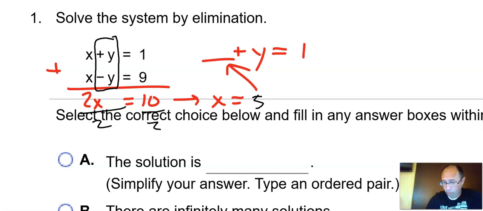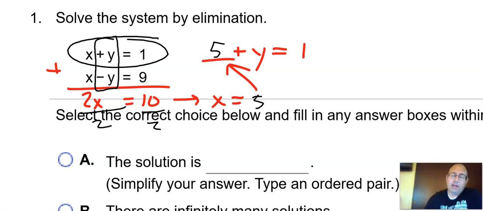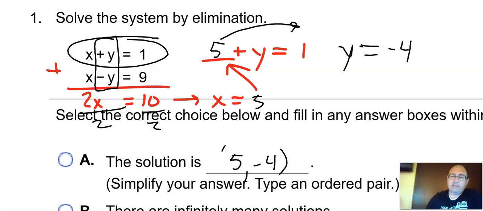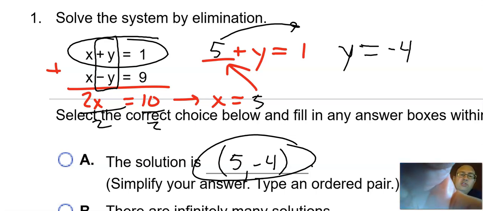Now, does it matter which equation I plug the 5 back into to find out what y is? Absolutely not. 99 out of 100 kids would pick the one that has the most positives in it. They don't want to mess with negatives if they don't have to. And so you can easily see if we move this over, we get y equals 1 minus 5 is negative 4. So we know that 5, negative 4 is the place where these two lines cross.